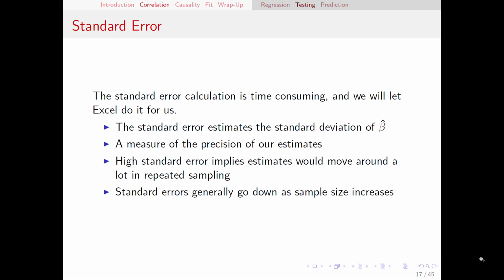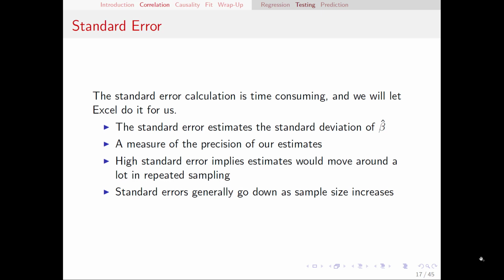If the standard error is high, that means that we expect there to be a lot of variation in those estimates from repeated sampling. That would mean we have a pretty low confidence that the one that we do have is close to the true value because there's just a lot of randomness to it if the standard error is high. If the standard error is low, that suggests that these don't move around very much, so there's a much higher chance that the one that we do have is close to the real value.